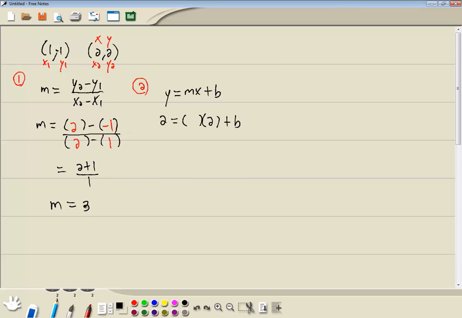Now it also says to plug in m from step 1, which we said was 3. So put 3 in for the m. And then we want to solve for b. 3 times 2 is 6 plus b. Take the 6 over. We got 2 minus 6 is equal to b. And we get b is equal to -4.